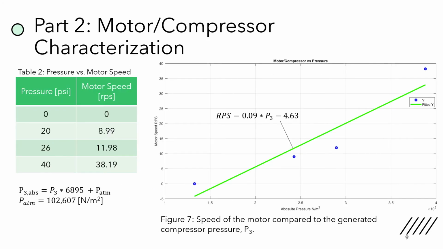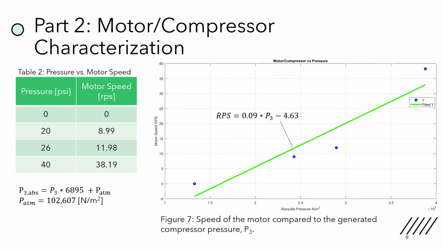For part 2 of the results, we are looking at the relationship of the motor/compressor with the pressure over the steady state region. The steady state was captured by isolating the last 100 or so data points, and the speed was calculated using a technique learned in the lab. And the absolute pressure was calculated by averaging the pressure generated, P3, and converting that into newtons per meter squared and adding in the pressure for the atmosphere.